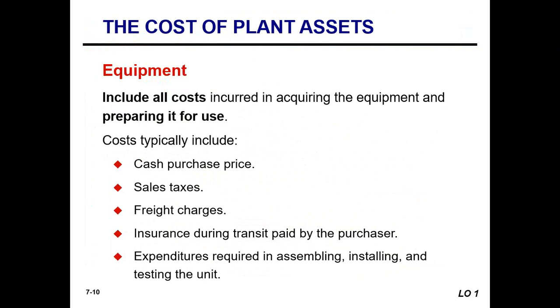Same thing applies to equipment. This is a little redundant here. It includes all the cost in purchasing the equipment, getting it to the facility, and preparing it for use. So if you have to have someone come in and set up or install the piece of equipment, if it had to be shipped, if you had to pay certain insurances during the time it was in transit, all of those become part of the cost of the equipment.